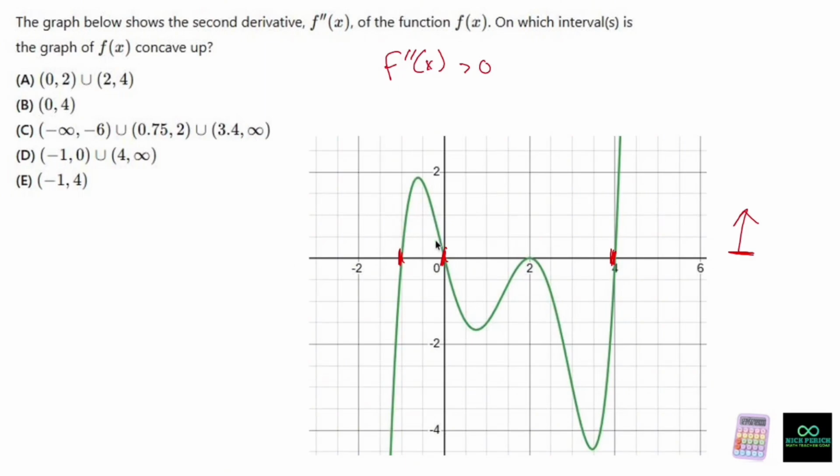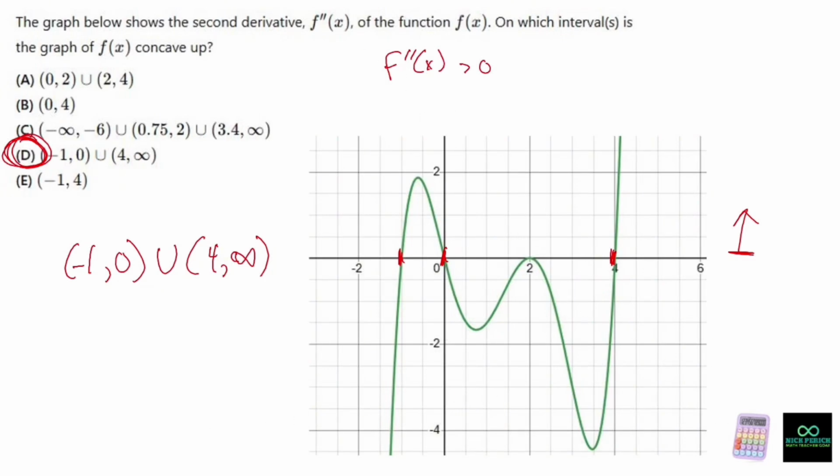All right, so we have a positive second derivative between -1 and 0, and also from 4 on. Now we're not going to include those numbers because it's 0 at those numbers. So we're going with parentheses here, and that seems to match up with D. So yeah, this is a pretty basic problem, nothing to overthink. You just have to understand what concavity means when it comes to the second derivative.